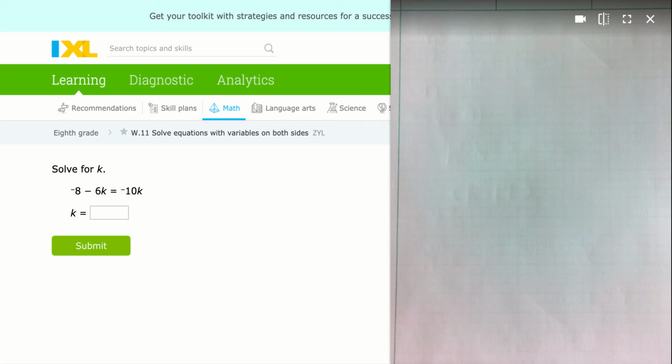G'day, mates. Today we're going to learn to solve equations that have variables on both sides of the equation. This is W11 in 8th grade algebra, or in 8th grade math, IXL.